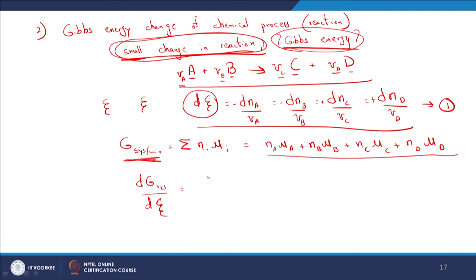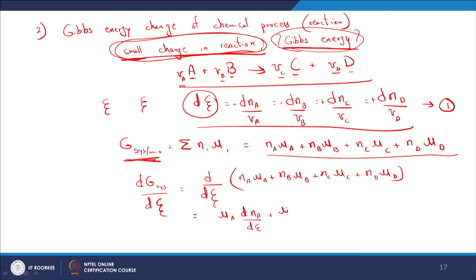and that is equal to what now? d by dξ of Na mu A plus Nb mu B plus Nc mu C plus Nd mu D. And now let us try to get this right here, and that would be equal to mu A into dNa by dξ plus mu B into dNb by dξ plus mu C into dNc by dξ plus mu D into the derivative of what now? The number of moles of D for a small change in the extent of reaction.